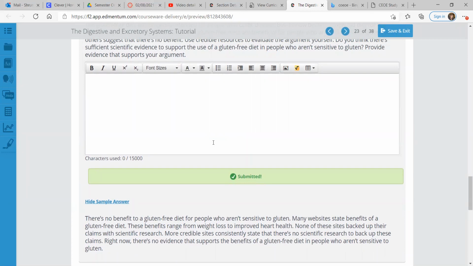Many websites state benefits of a gluten-free diet, and these benefits range from weight loss to improved heart health. Not a lot of those sites back up the claims with valid scientific research. More credible sites and more scientific research have shown that there's not a lot of support for going gluten-free if you do not have celiac disease.